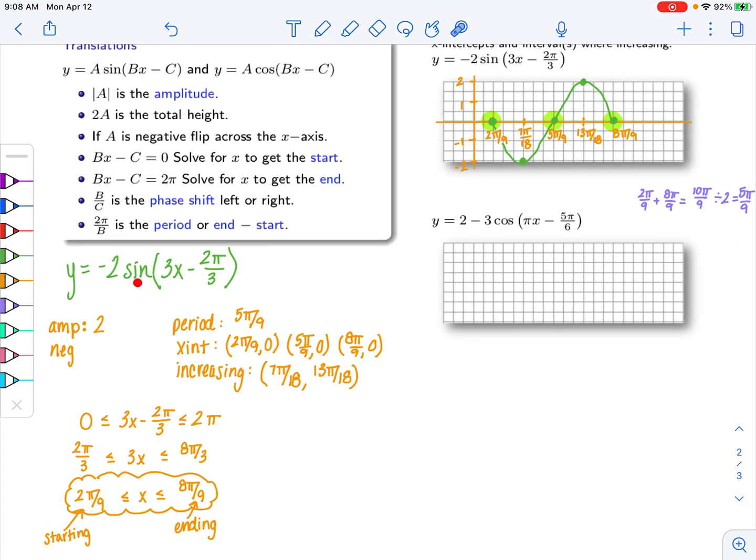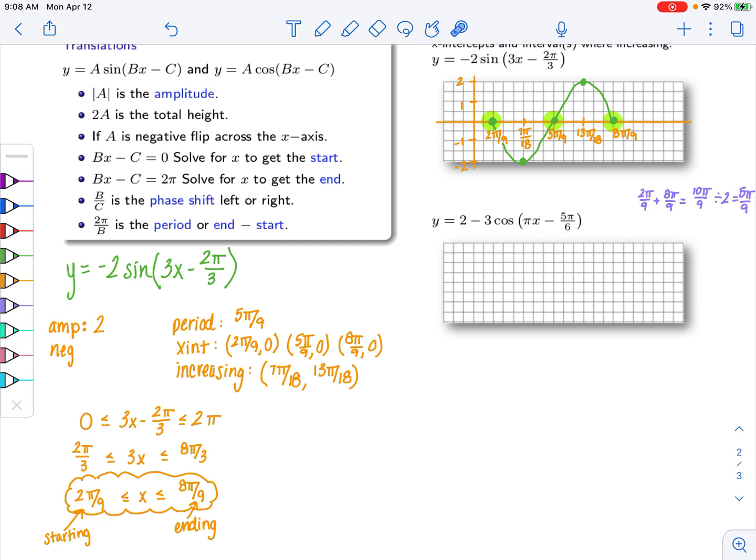We started with a normal sine function, stretched by 2 in the negative direction. This gave us a phase shift of 2π/9, and it changed our period from 2π to now 5π/9. Wowza. A lot happened in there.